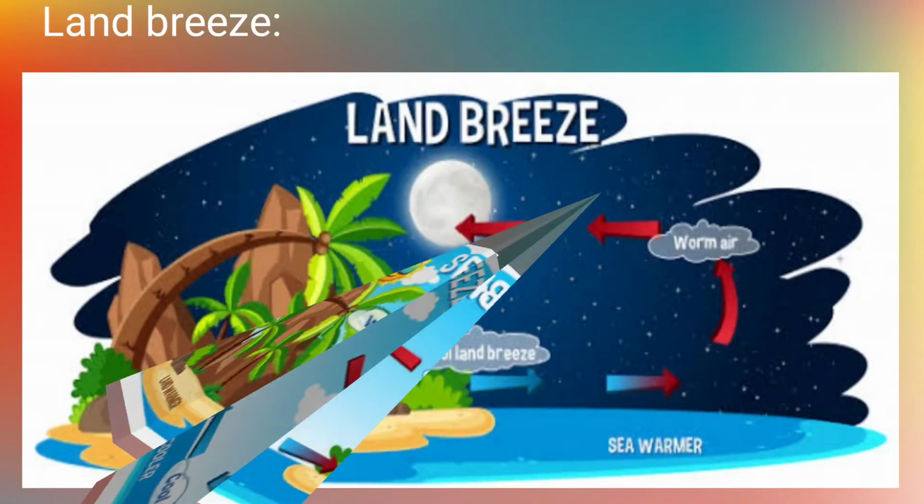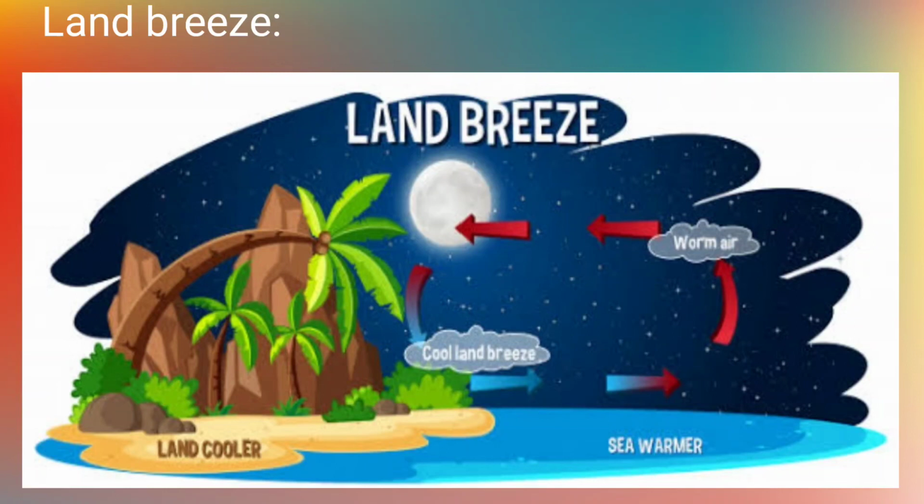Now, we will see about the land breeze. At night, it takes place exactly in reverse. The water cools down more slowly than the land. So the cool air from the land moves towards the sea. This is called land breeze.